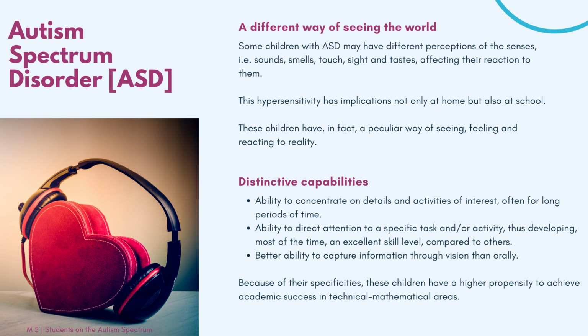A different way of seeing the world. Some children with autistic spectrum disorder may have different perceptions at the level of the senses, that is, at the level of sounds, smells, touch, sight and tastes, affecting their reaction to them. This hypersensitivity has implications not only at home, but also at school. These children have, in fact, a peculiar way of seeing, feeling, and reacting to reality.